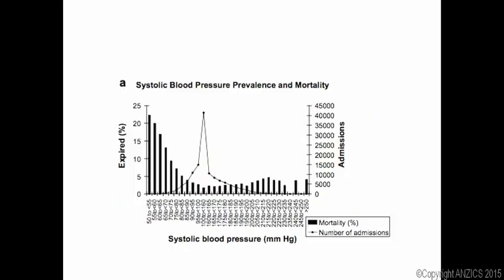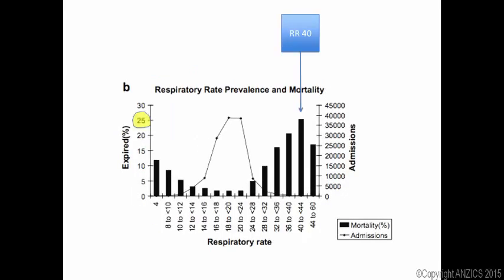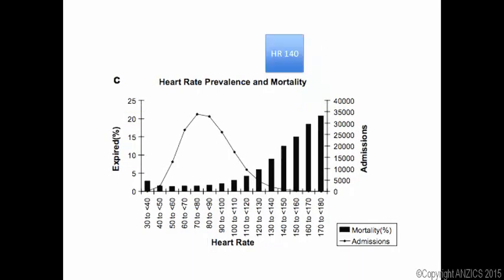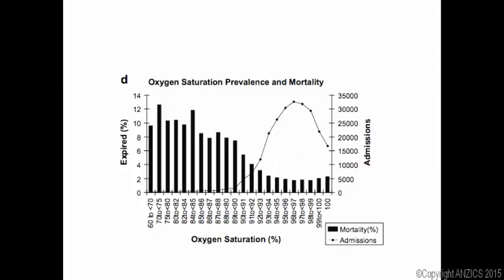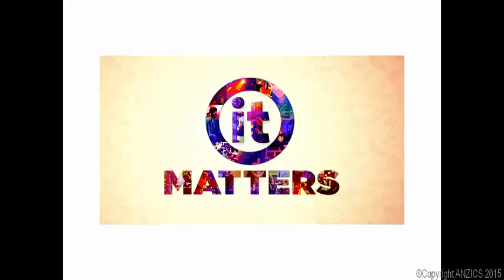Well, we'll go back to the 1.15 million vital signs and plug in those numbers for calling criteria and show their associated mortality. So if you have a systolic blood pressure of 70, it's associated with a mortality of 10%. If you have a respiratory rate of 40, it's associated with a mortality of 25%. And a heart rate of 140 is associated with a mortality of 10%. Sats below 90 will give you 5%. So it matters because it's directly related to significant clinical outcomes.